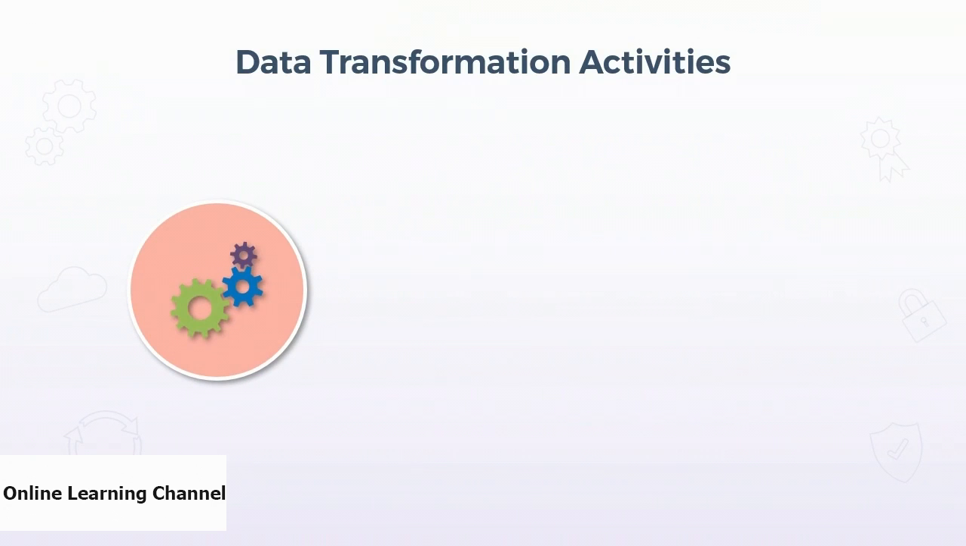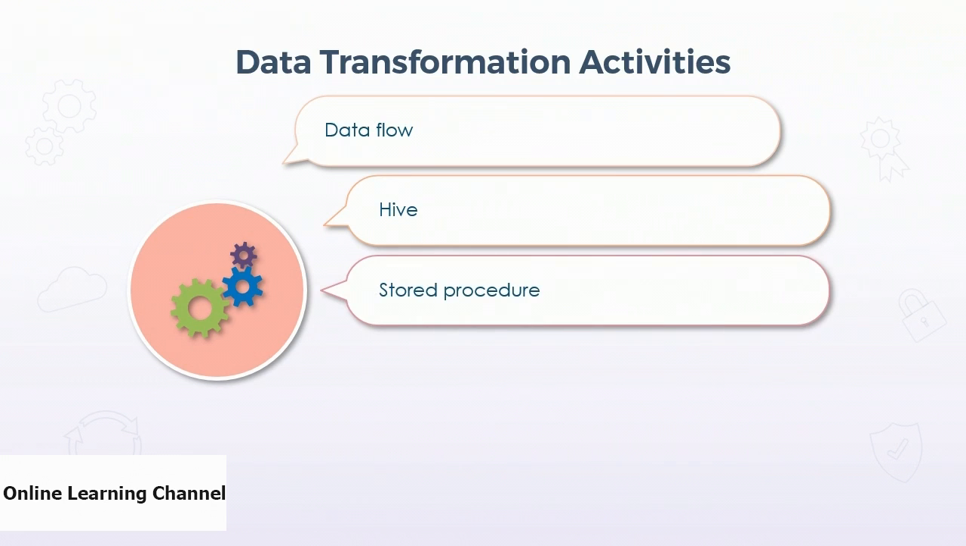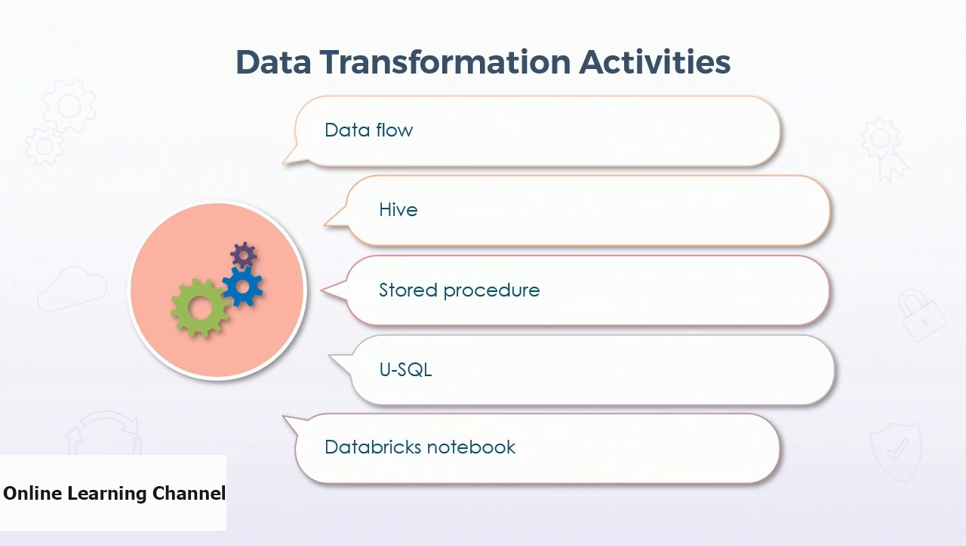There are many different data transformation activities available in Data Factory, which allow you a great amount of flexibility. Some of these are data flow, which allows you to graphically design a data pipeline; Hive, which allows you to run Hive queries on HDInsight clusters; the stored procedure activity to run a stored procedure in a database, such as SQL Server; a U-SQL activity for Data Lake Analytics; and with the Databricks activity, you can run Databricks notebooks, jar files, and Python code.